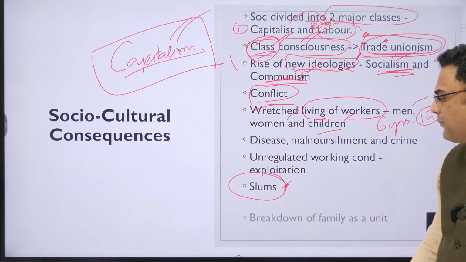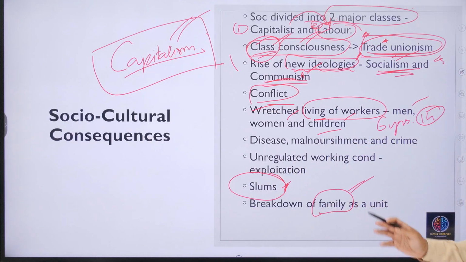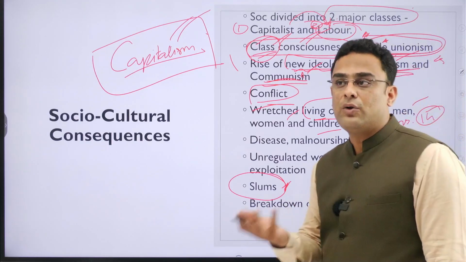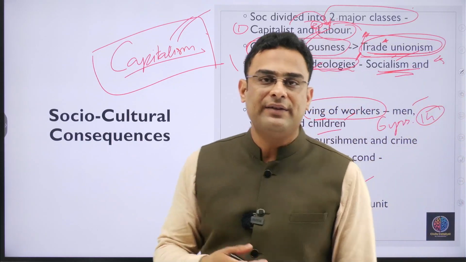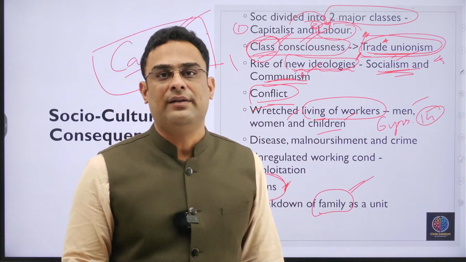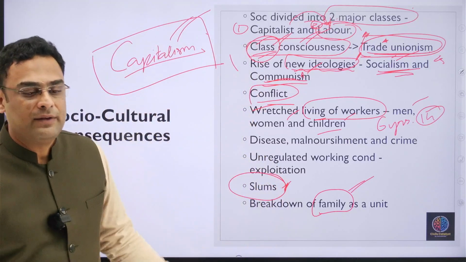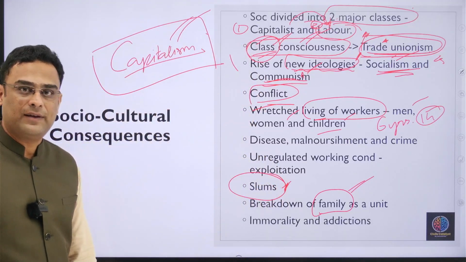They are living. Family as a unit completely broke down. Entire family is going to factory. They don't have time to spend. No time to talk. No time to share their joys, their concerns. Everybody is just a machine, human machine, to earn wage. That's it. This was the kind of condition that was there.